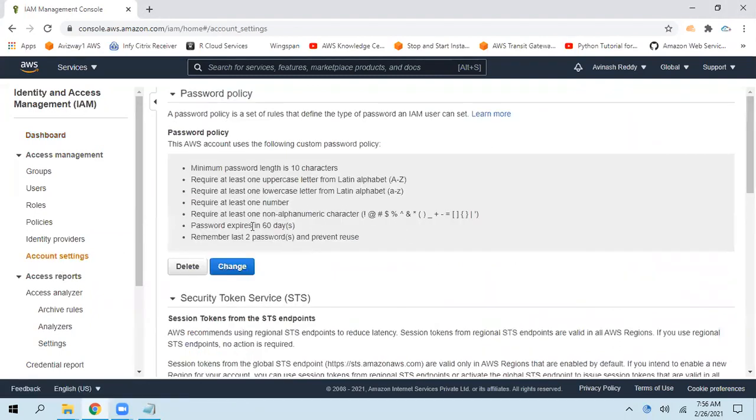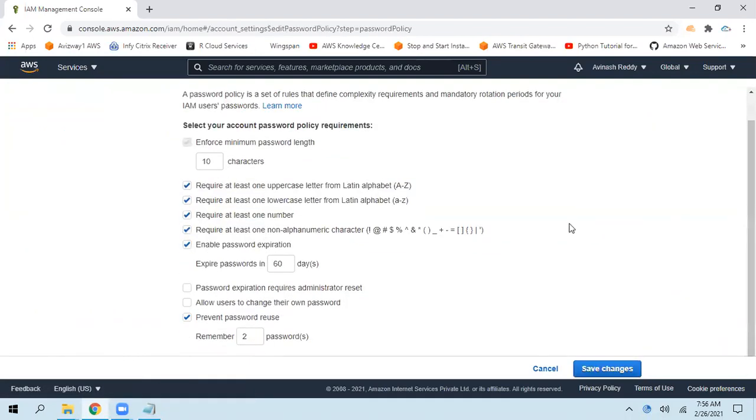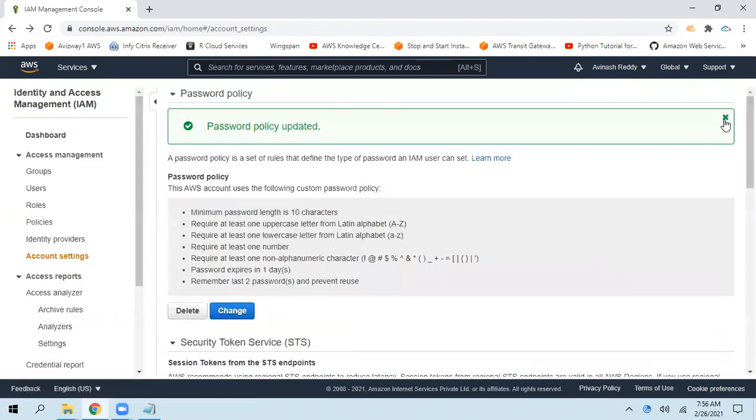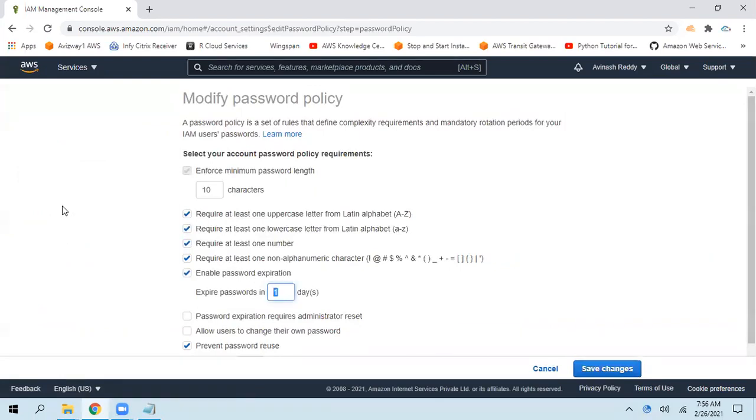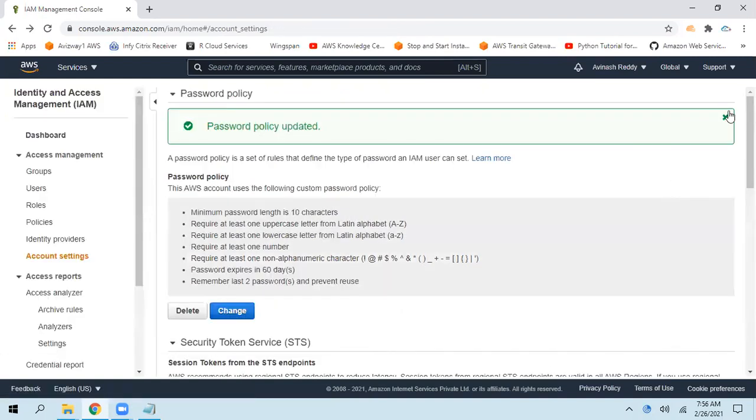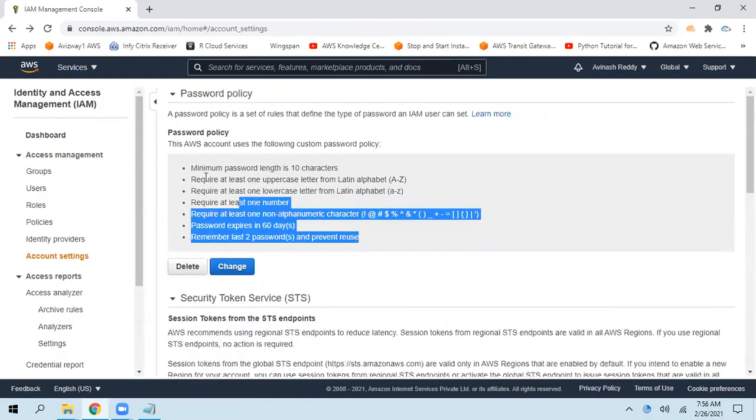No need to. You can follow one small trick: change the password expiration to 1 day and save changes. What happens is that the next day, all existing user passwords are going to expire. Whenever they log in, every single user needs to create a new password. So we can set the password expiration as 1 day, and the next time we have to change it back to 60 days. Yes, once they have changed, immediately change it back to 60 days. So that works for us.